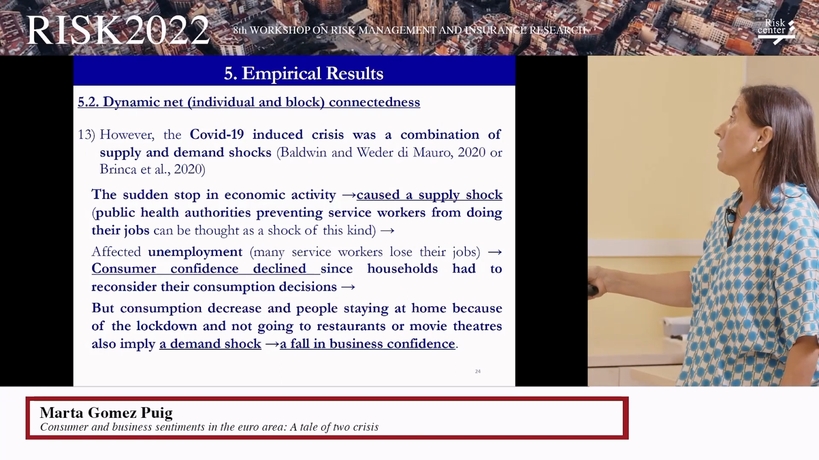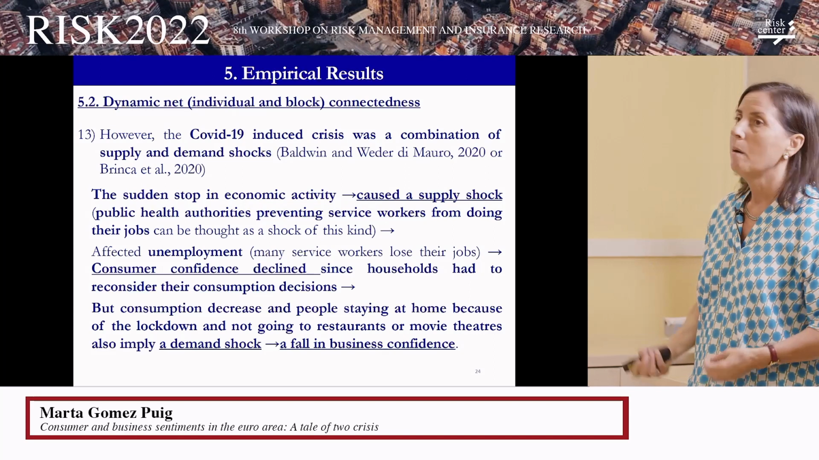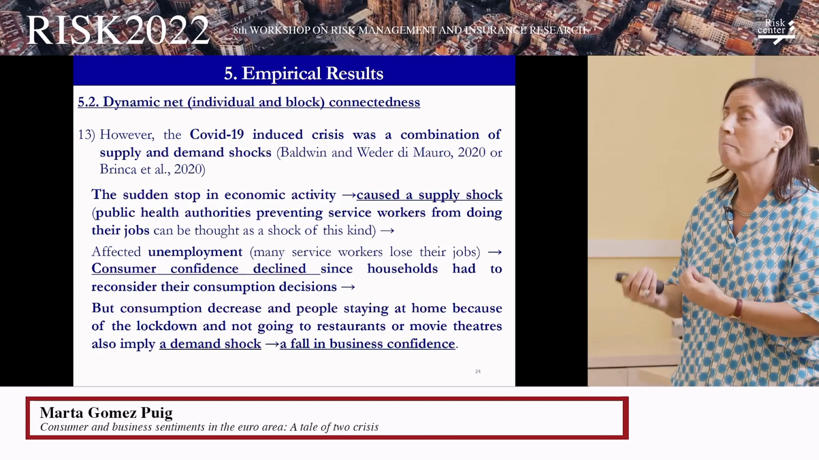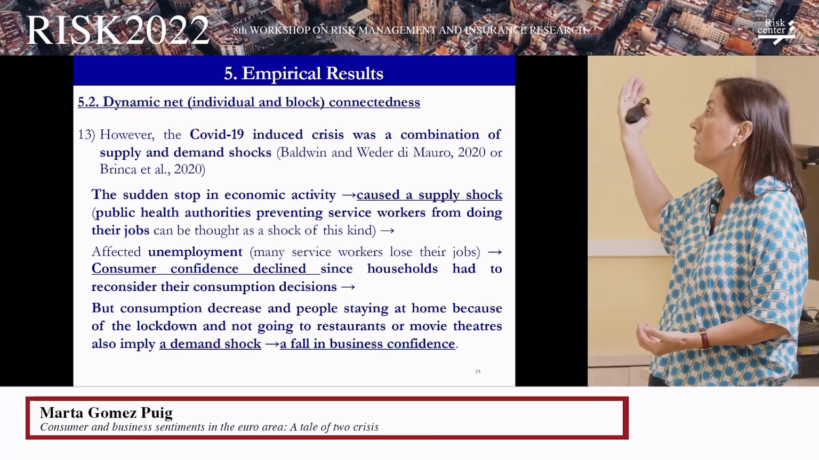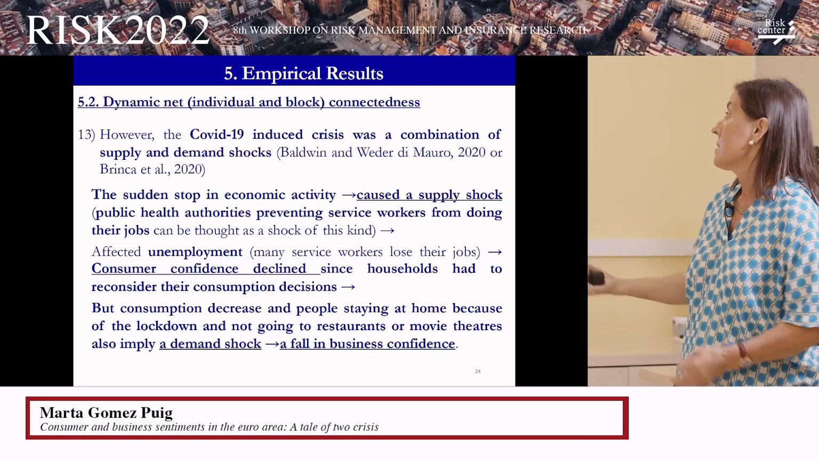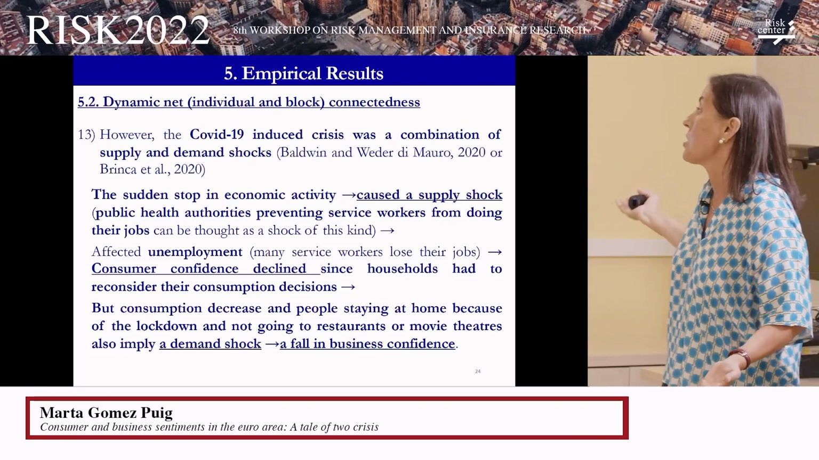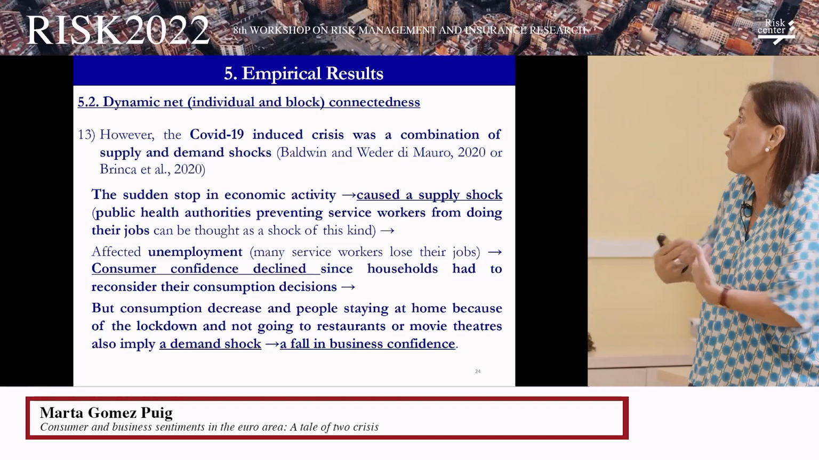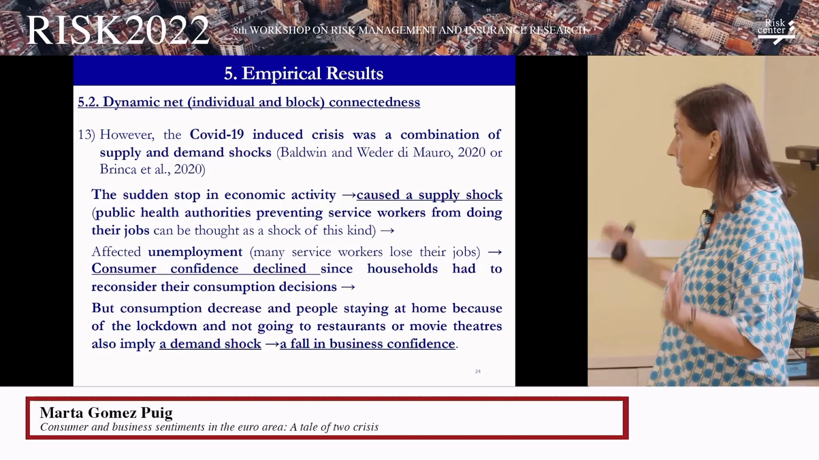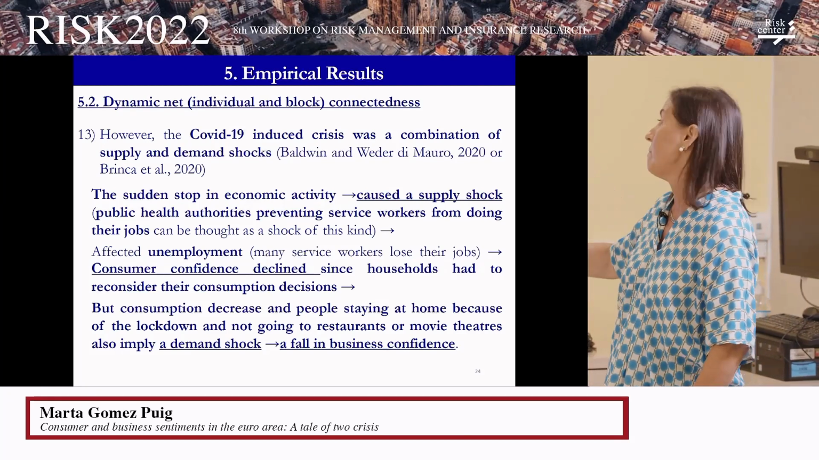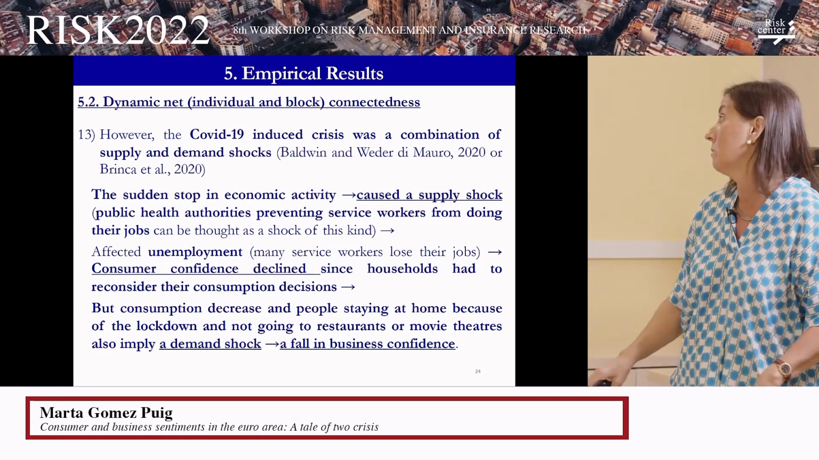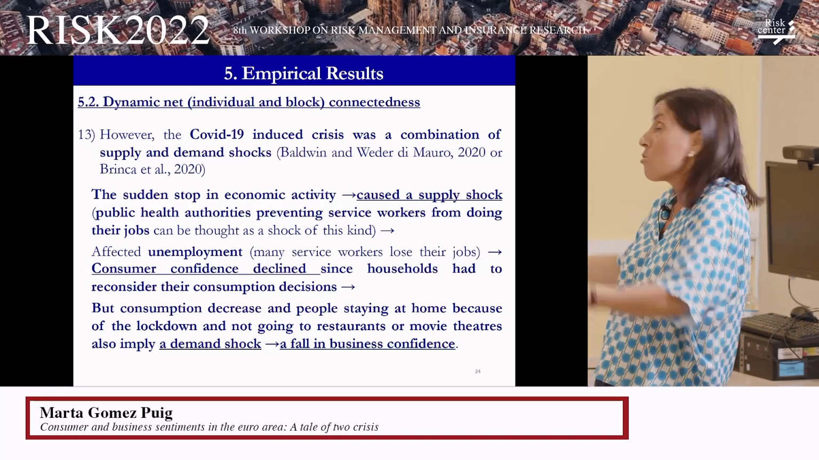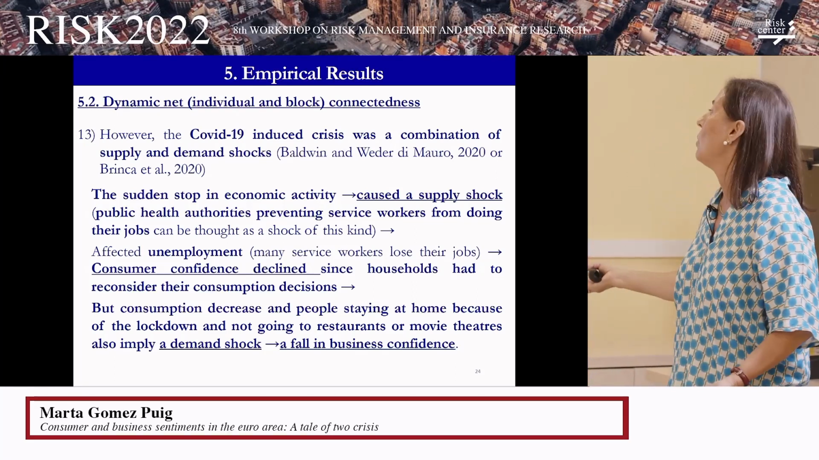First, the sudden stop in economic activity caused a supply shock. Public health authorities preventing service workers from doing their jobs can be thought of as a shock of this kind, a supply shock. And first, it affected unemployment, since many service workers lose their jobs. Therefore, consumer confidence declined, since households had to reconsider their consumption decisions. But that decrease in consumption, joined with the fact that people were staying at home because of the lockdown and not going to restaurants or movie theaters, also implied a demand shock, and therefore a fall in business confidence.